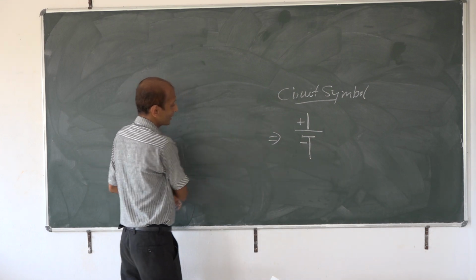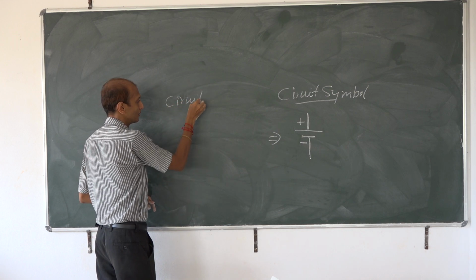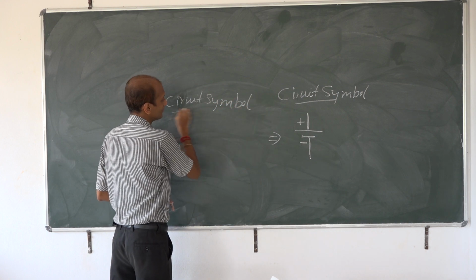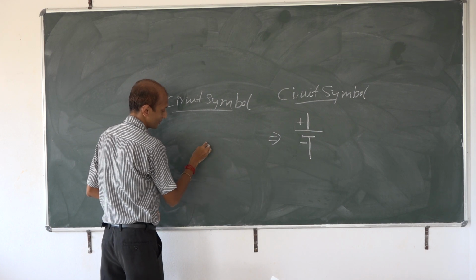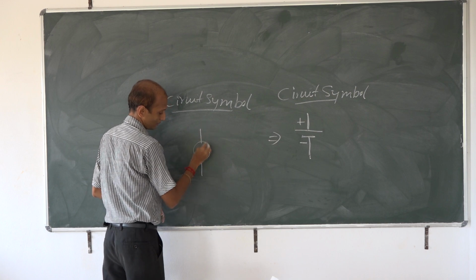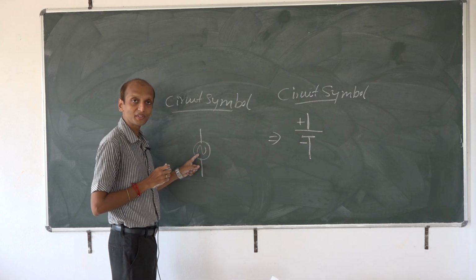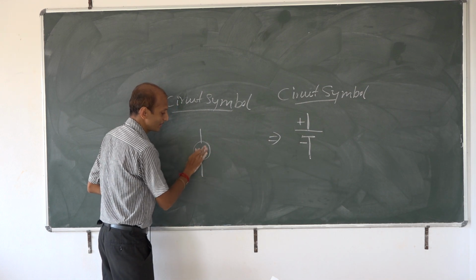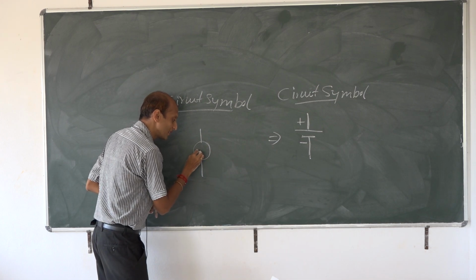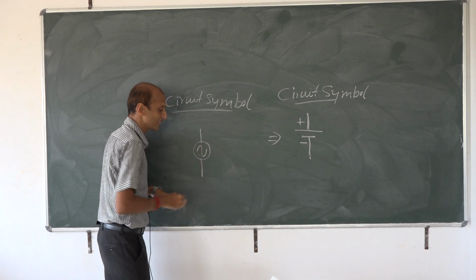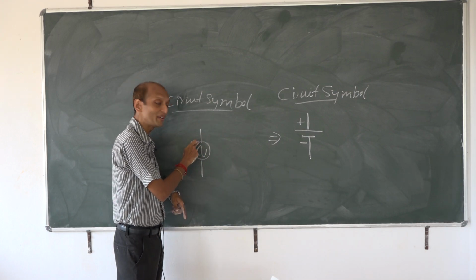And for an AC voltage source, the circuit symbol will be denoted in the form of a circle. Here we will be showing something like this, or else we will write positive and negative in this form, or we will denote it with a wave, which indicates that the polarity or the magnitude changes continuously.